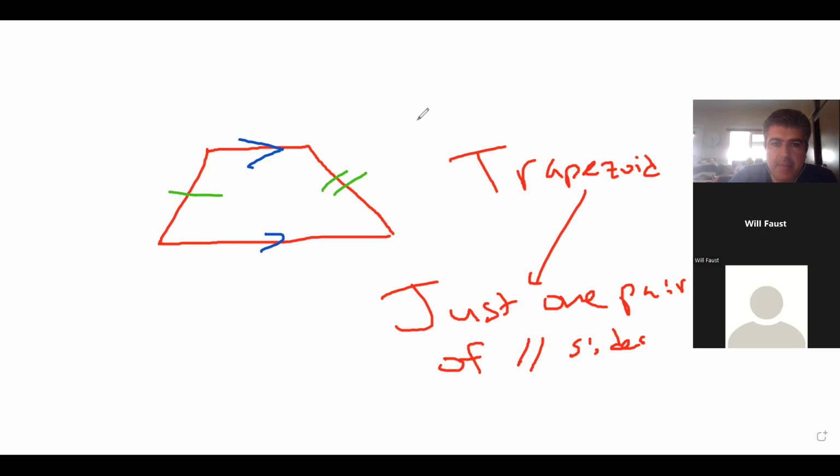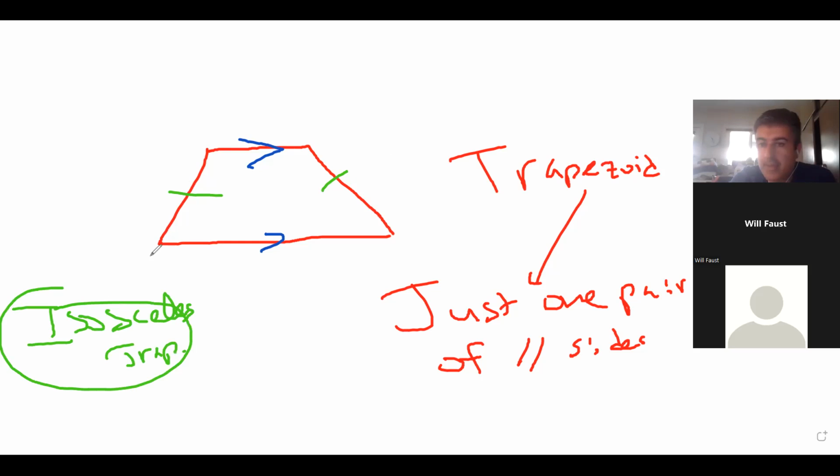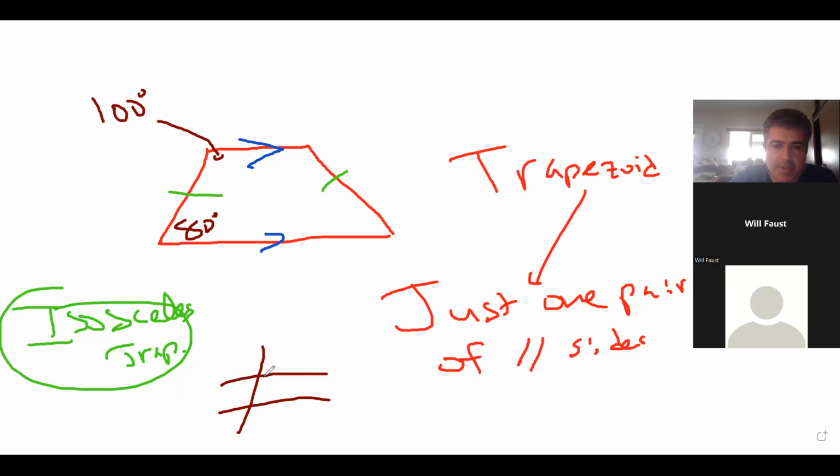Now, if they happen to be the same, then we say it's an isosceles trapezoid. But guaranteed, the top and bottom will be parallel. What that means is that, for example, if this were 80 degrees, this would be 100 degrees. That's because you've got parallel lines, right? And remember, same side interior angles add up to 180. So that's what we have happening here.